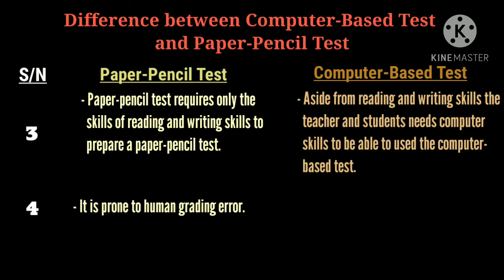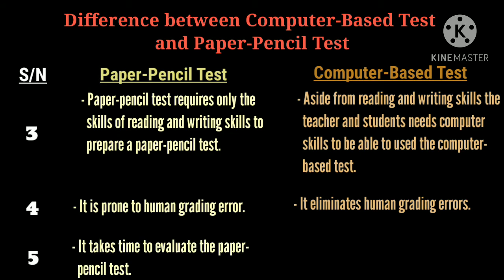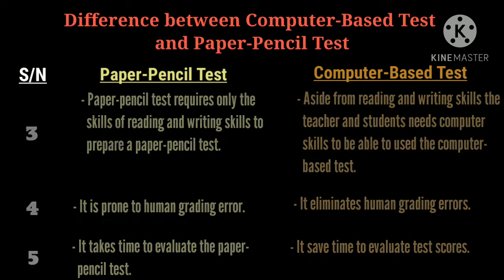So number 4, paper pencil test is prone to human grading error, while computer-based tests eliminate human grading errors. So number 5, paper and pencil test takes time to evaluate, while computer-based tests save time to evaluate test scores.